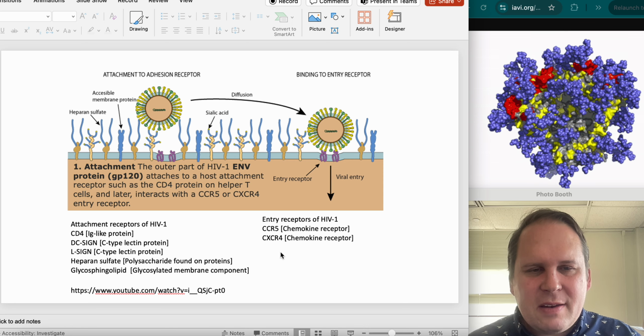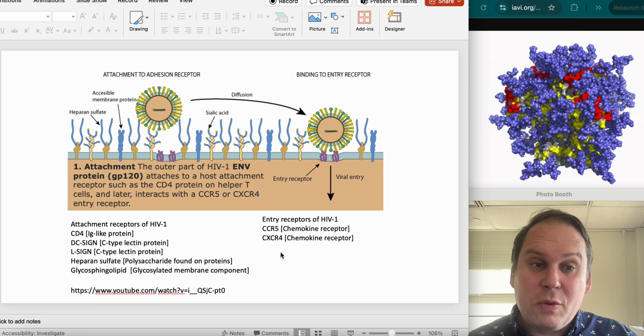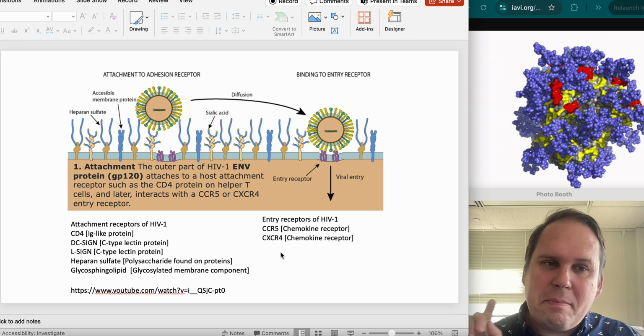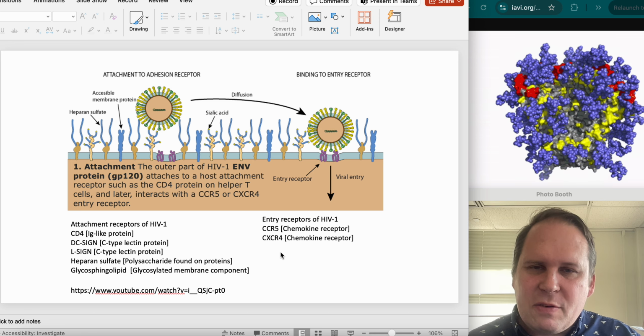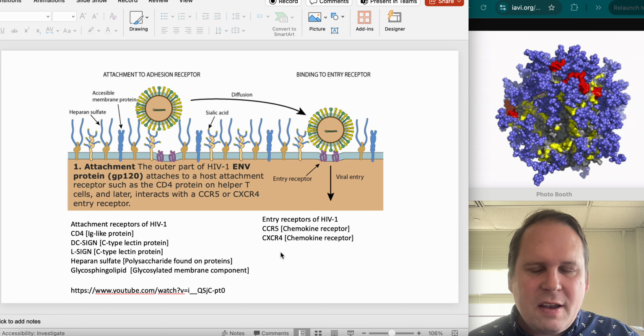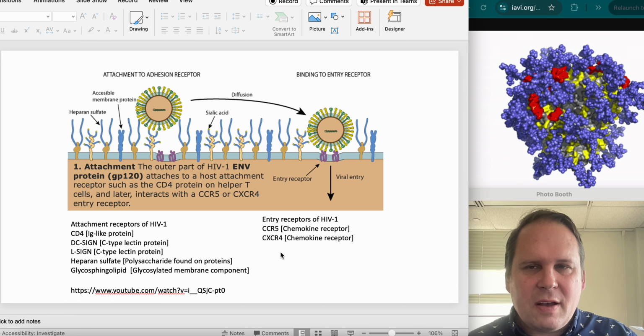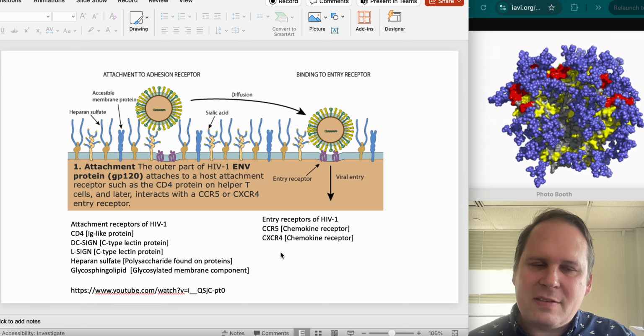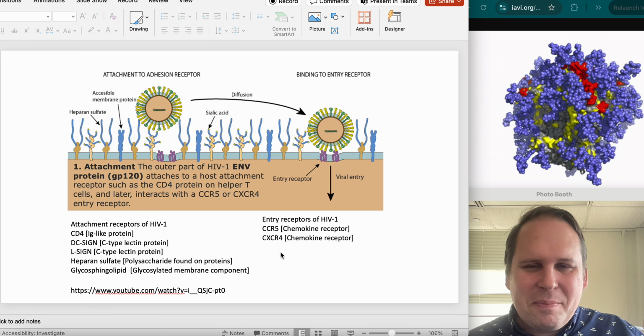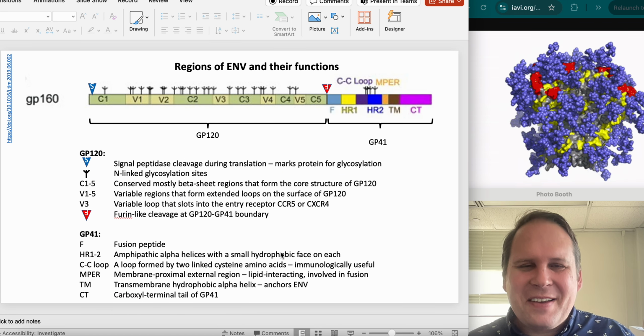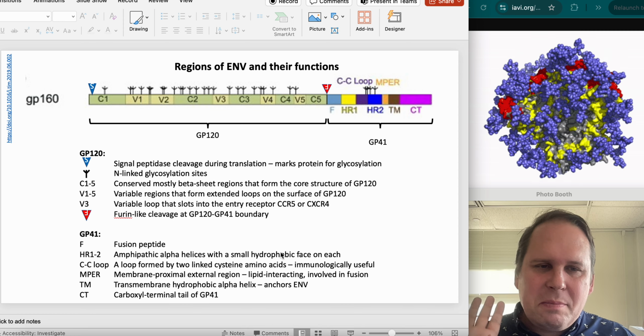CCR5 would be common on macrophages, which are very common in the bloodstream and are the main cell type that HIV is going to bind. CXCR4, I believe, is going to be found on CD4 helper T cells. So that's how it gets into both of those. All right, let's carry on. And those are both involved in immune signaling.